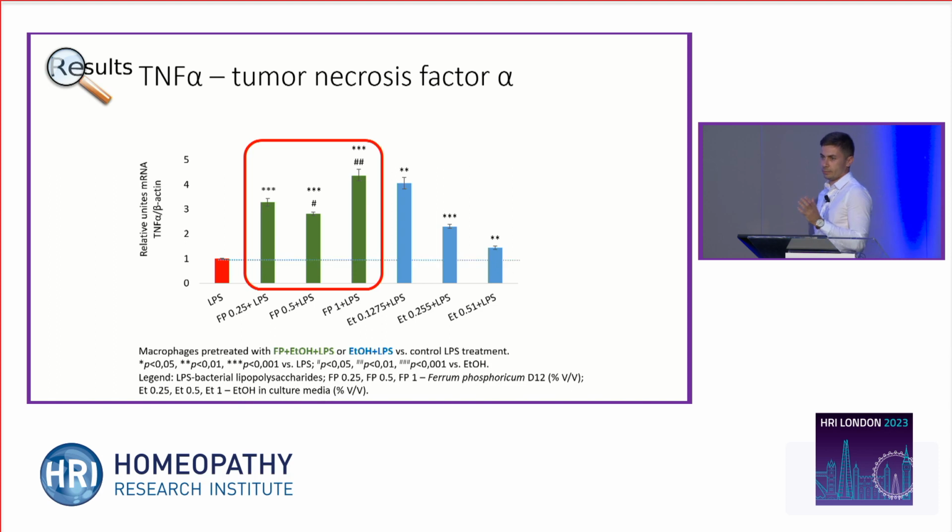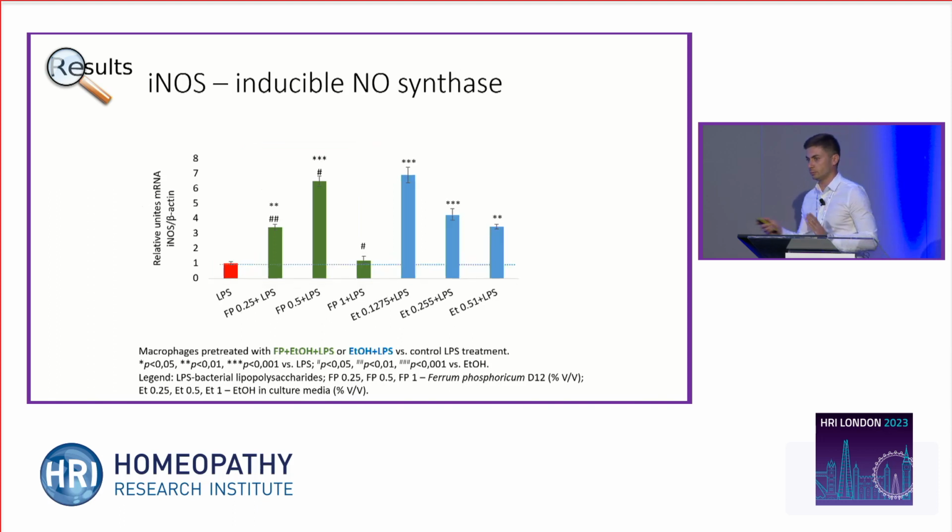Another thing you should maybe pay attention to: do you see a dose-dependent effect here? No, you won't see it in other treatments with ferrum phosphoricum as well, but treatments with ethanol give quite a clear dose-dependent effect. This, I think, is important from a homeopathic point of view. Maybe you will say it better. I'm not a homeopath, you know.